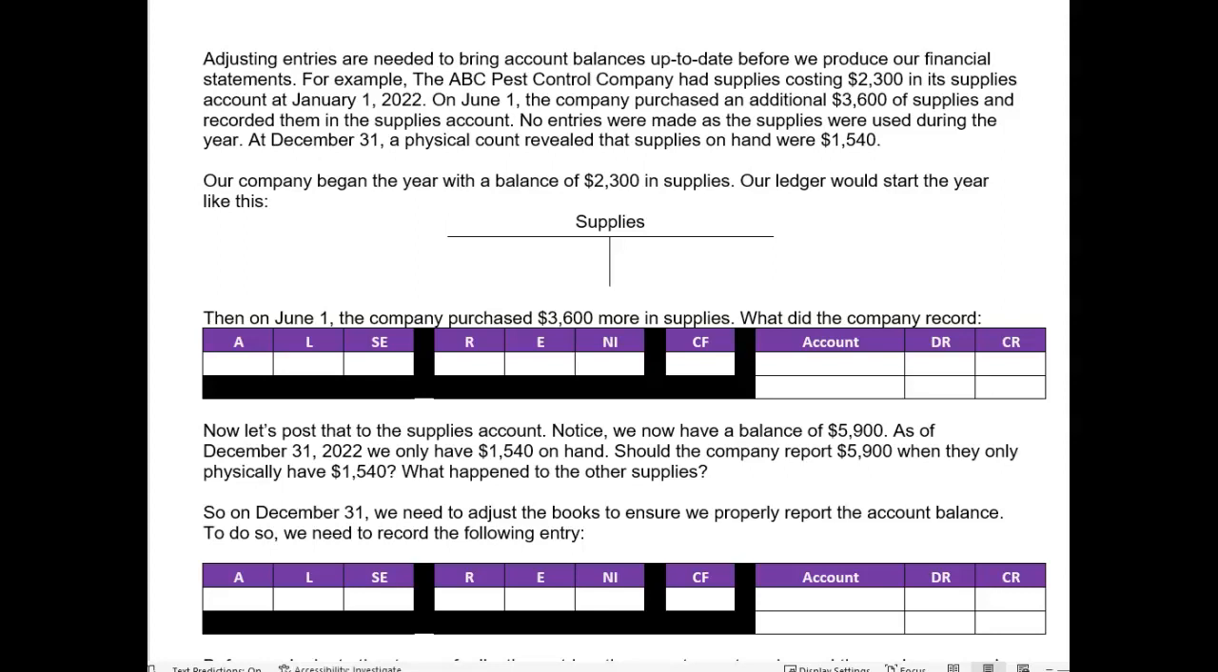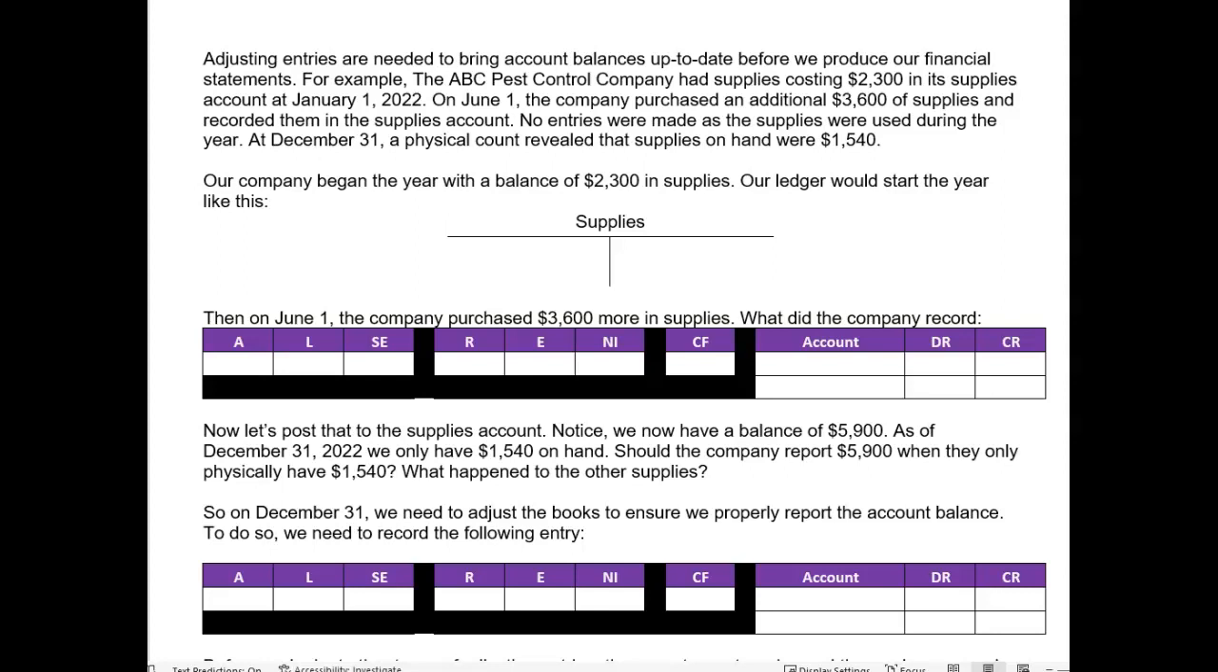Another example is supplies, and let's use that as an example here and work through this handout. The ABC Pest Control Company had supplies costing $2,300 in its supply account at January 1st, 2022, at the beginning of this year. We had these supplies sitting there. On June 1st, the company purchased an additional $3,600 of supplies and recorded them in the supplies account. No entries were made as the supplies were used during the year. However, at December 31st, a physical count revealed that supplies on hand were $1,540. So let's look at this.